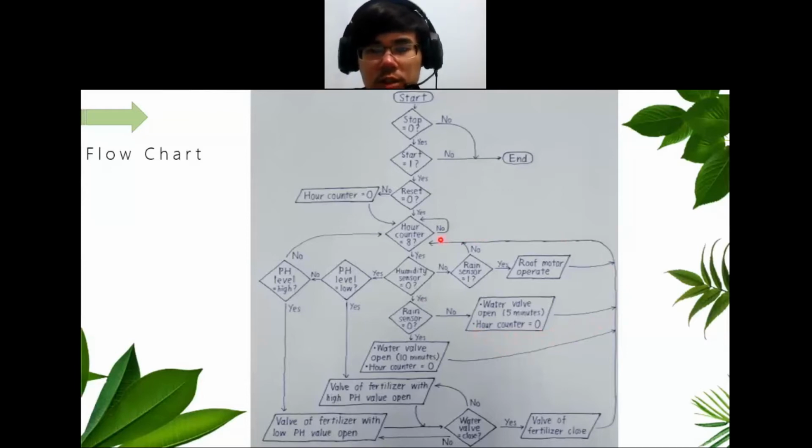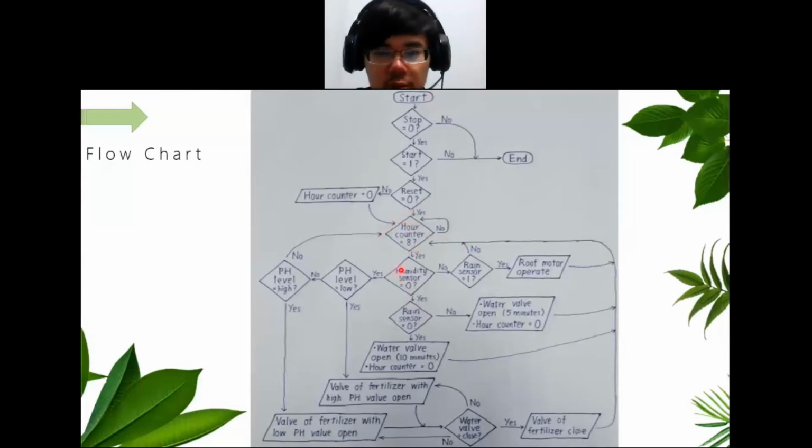If the humidity sensor is equal to 1, which means the soil is wet, and the rain sensor is 1, which means there is raining, the roof motor will operate to cover the crops. However, if the humidity sensor senses the soil is wet and the rain sensor still senses there is no rain, the hour counter will automatically be reset to 0 and start the next 8-hour count.